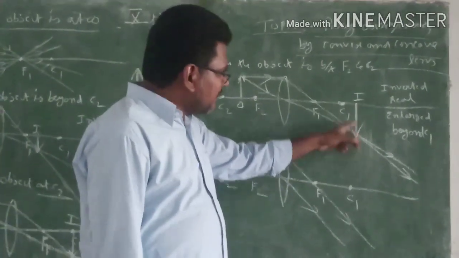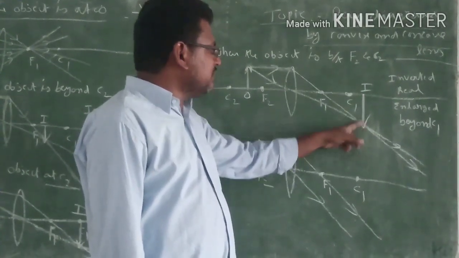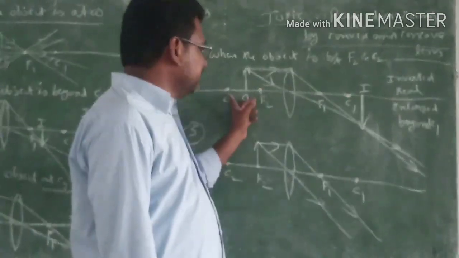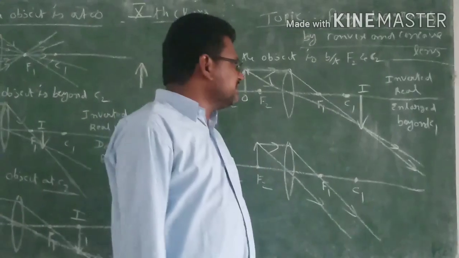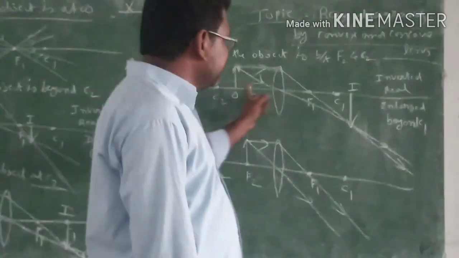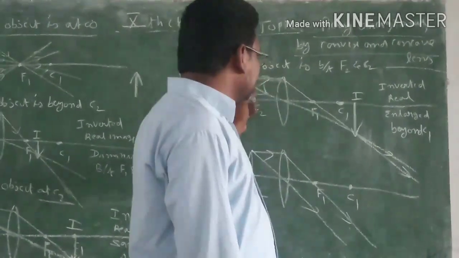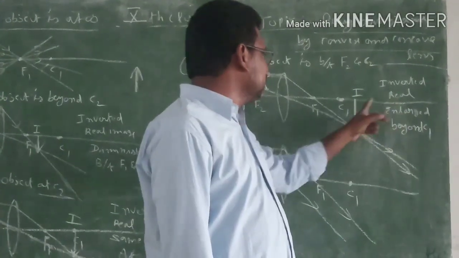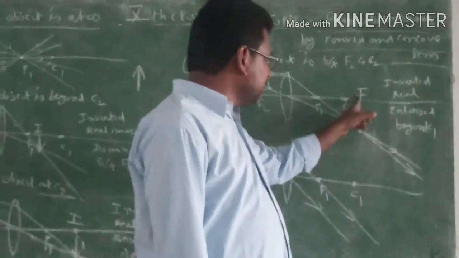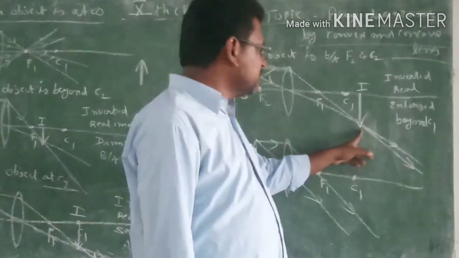Now we draw a perpendicular from the principal axis to this intersecting point, and this is the image of this object. Now see here the characteristics of the image formed by the convex lens of this object. It is, no doubt, inverted when compared to the object, and it is also a real image, because only when we use a screen here can we see the image of the object, otherwise we can't see it.